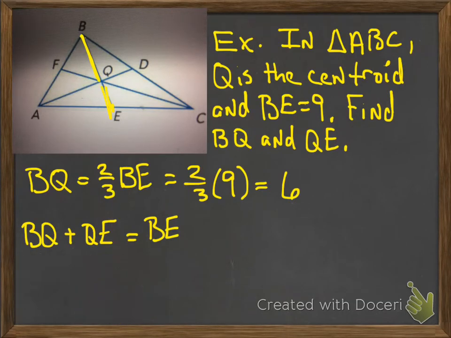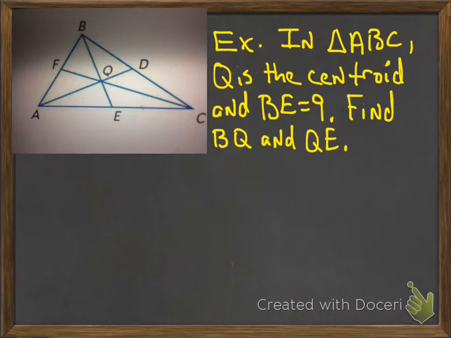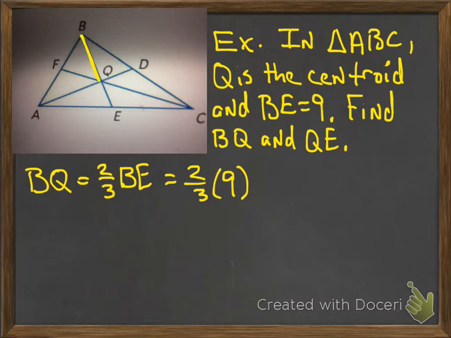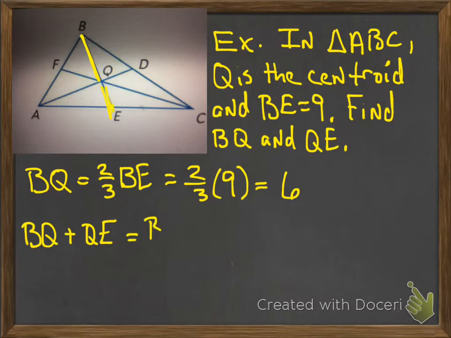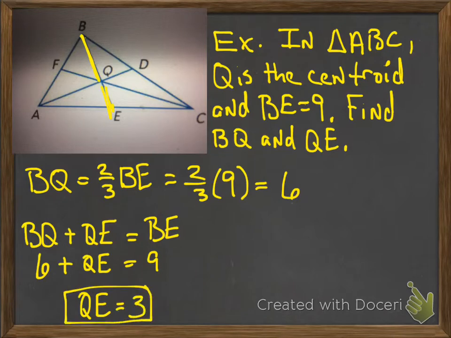Alright. Okay, so in triangle ABC, Q is the centroid and BE is equal to 9. Find BQ and QE. BE is 9, so that's the whole line, but they want us to find BQ, which is 2/3 of BE. In other words, it's 2/3 of 9, which you could easily do in the calculator, but it's basically 9 times 2 is 18, 18 divided by 3 is 6. Then I could easily say BQ plus QE is equal to BE. So 6 plus QE is 9, so QE is equal to 3.